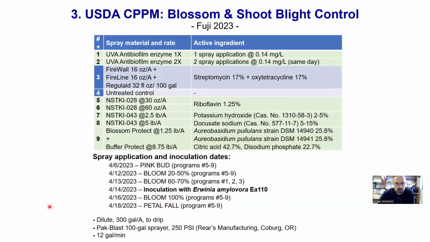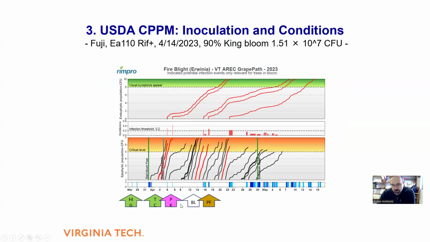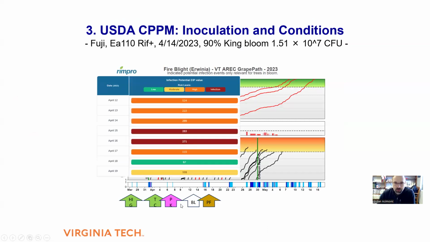So we would basically set up this experiment inoculating with fire blight. I want to go back here and show you that we applied the Fireline and Firewall. In this case, the number 3 treatment was at 60 to 70% bloom, just before the inoculation on the 14th of April. So just the day before. And again, I'm showing you how it looked, and that this also largely aligned well with Maryblight in NEWA.